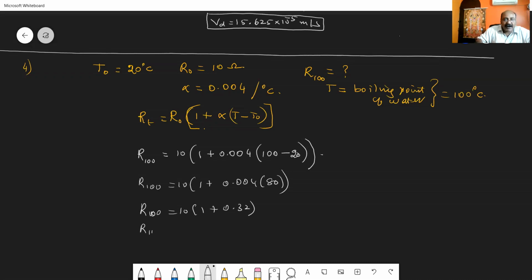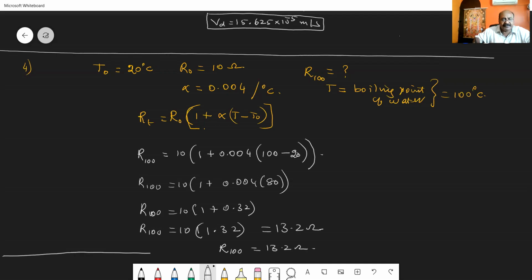So I am getting R100 is equal to 10 multiplied with 1.32, which is equal to 13.2 ohms. So the resistance at boiling point of water R100 is equal to 13.2 ohms as its answer. Hope you should have understood.